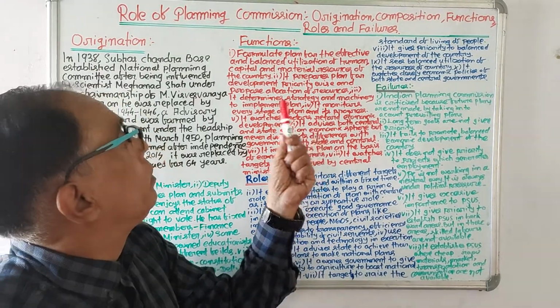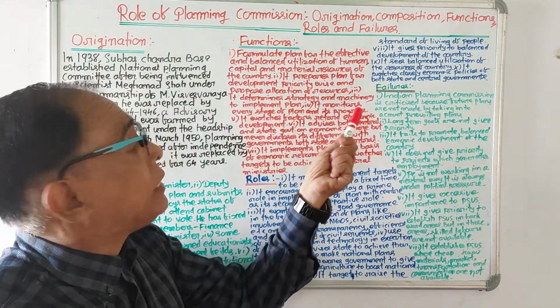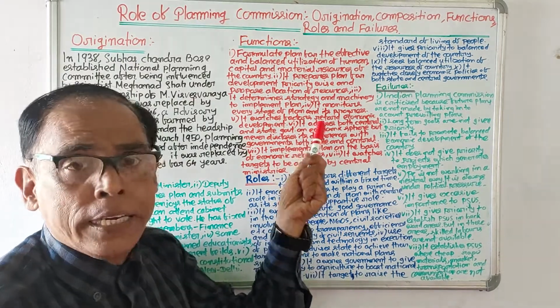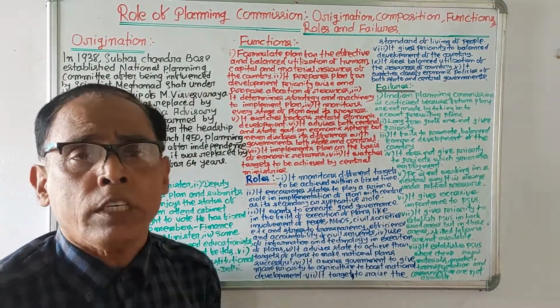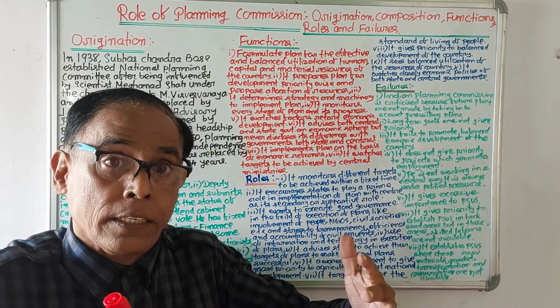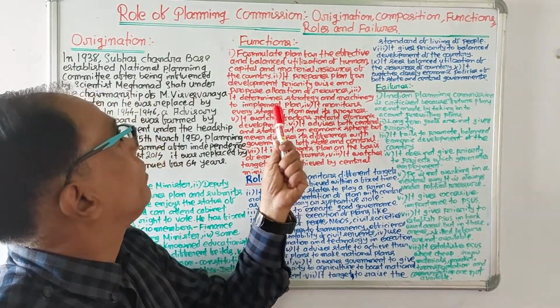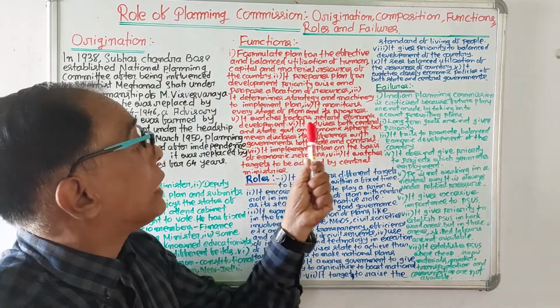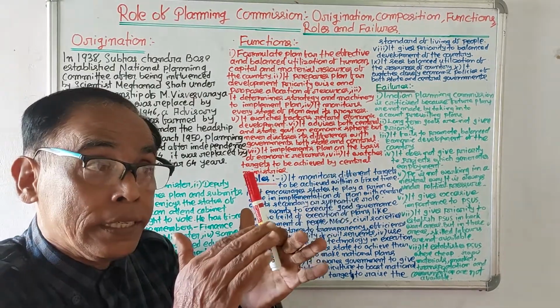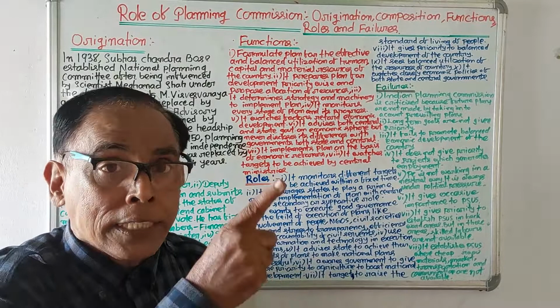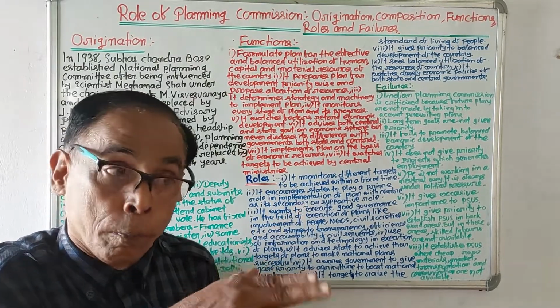Number 3, it determines strategy and machinery to implement the plan. It not only prepares the plan, but prepares the strategy and machinery for how to implement the plan. Number 4, it monitors every stage of the plan and its progress. It not only prepares the plan, but monitors the progress of the plan.